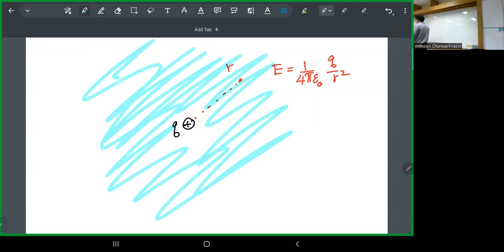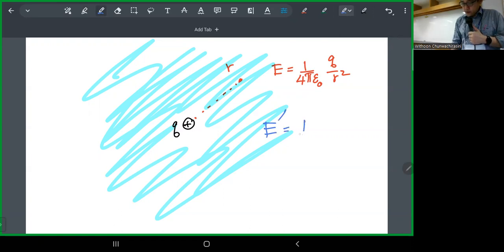If this charge is inside water, I want to find the electric field at a distance r from it. What should we do here? The answer is very simple, guys. Here, E underwater, let me call it E prime, is 1 over 4 pi epsilon water, Q over r squared. Is that easy?